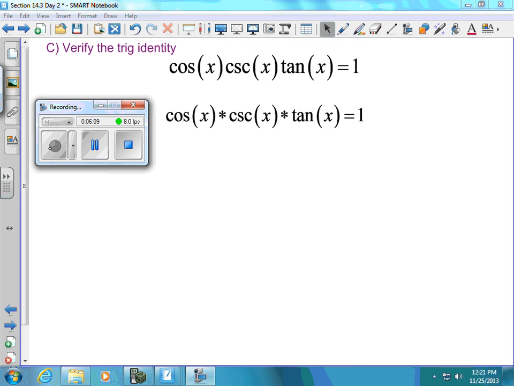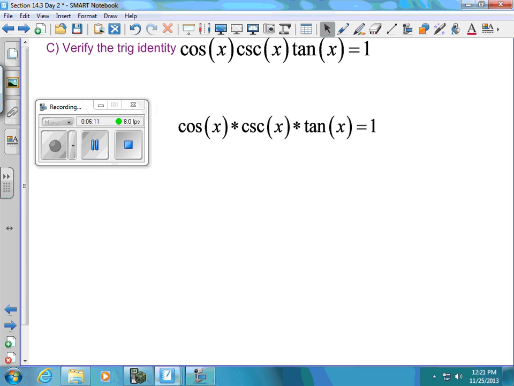This is just the same problem written twice. I don't know why. Same thing. Cosine of x times cosecant of x times tangent of x equals 1. Obviously, the left side looks more complicated to me, so we're going to try and simplify this to equal 1.